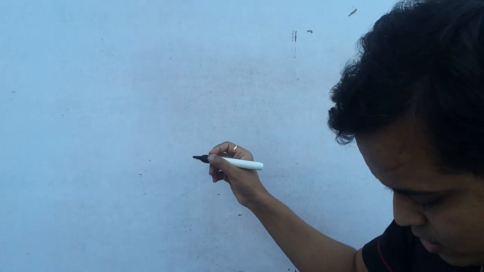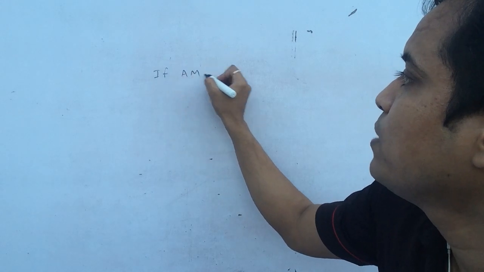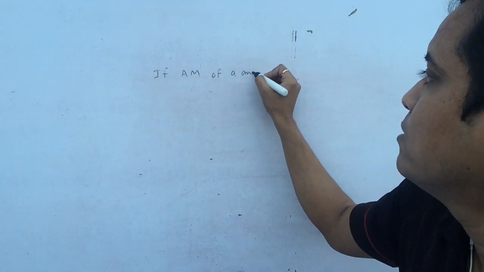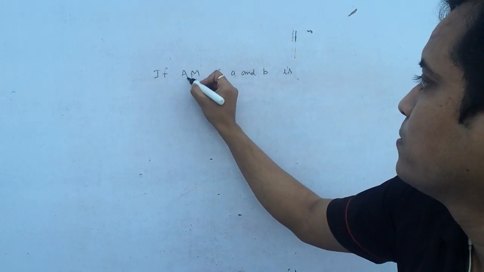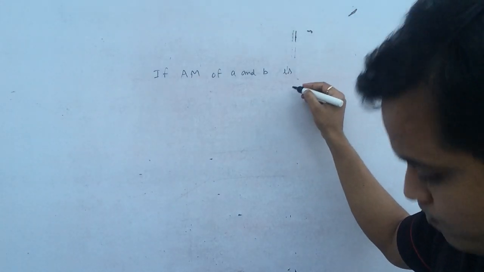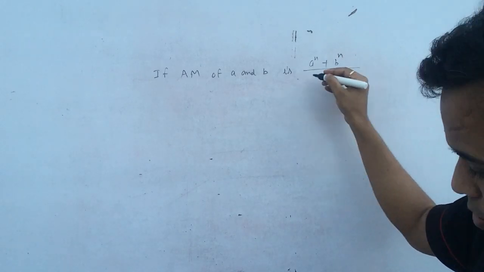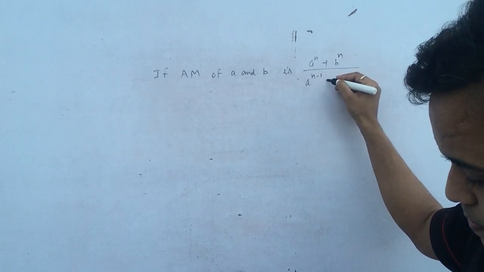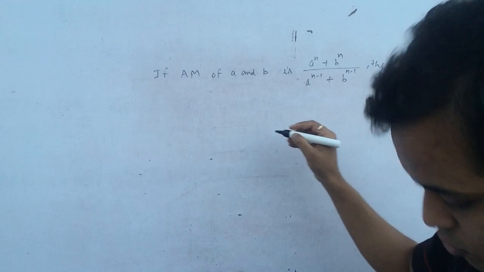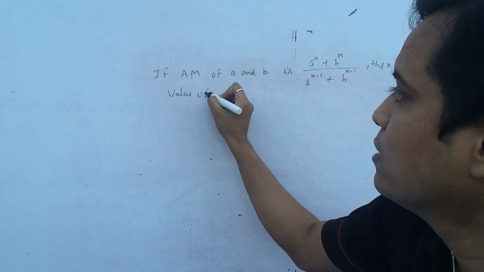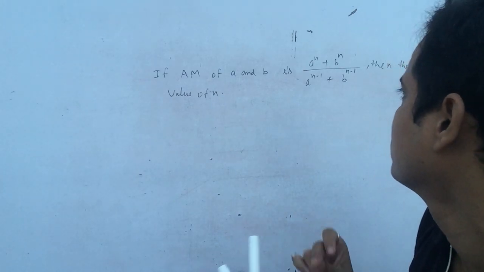If the arithmetic mean of a and b is (a raised to power n plus b raised to power n) upon (a raised to power n minus 1 plus b raised to power n minus 1), then you need to find the value of n. How would you approach this question?